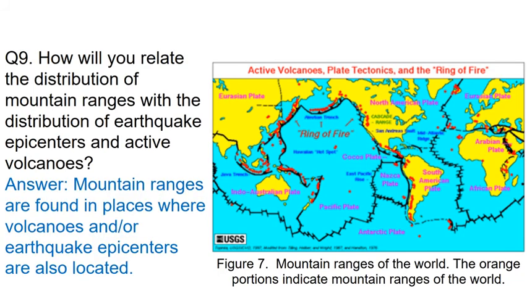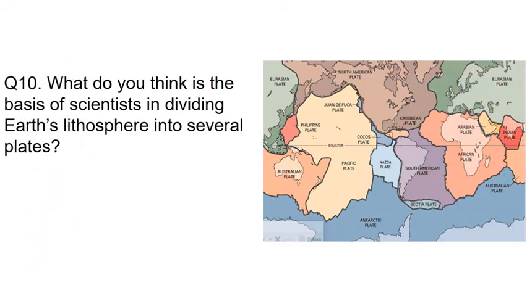Answer: mountain ranges are found in places where volcanoes and or earthquake epicenters are also located. Question number 10. What do you think is the basis of scientists in dividing Earth's lithosphere into several plates?